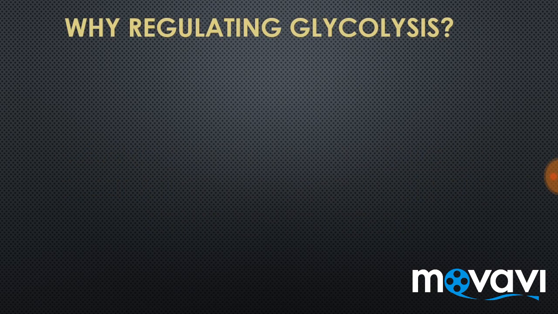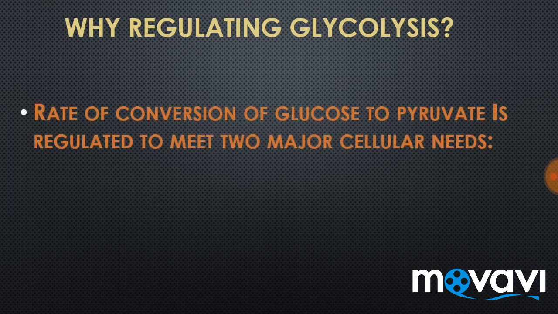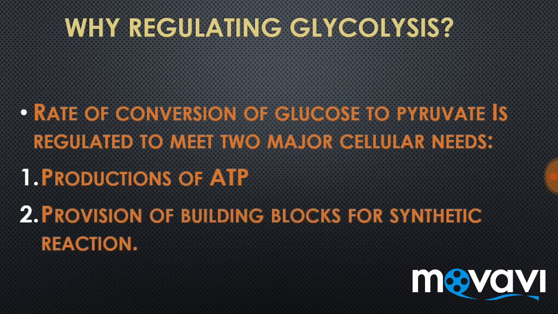So we start with the question: why regulate glycolysis? Why is there a need to regulate glycolysis? To answer, we can say the rate of conversion of glucose to pyruvate is regulated to meet two major cellular needs. First is production of ATP, and the second is provision of building blocks for synthetic reactions. And if there is any problem in regulation of glycolysis, these two can be disturbed.